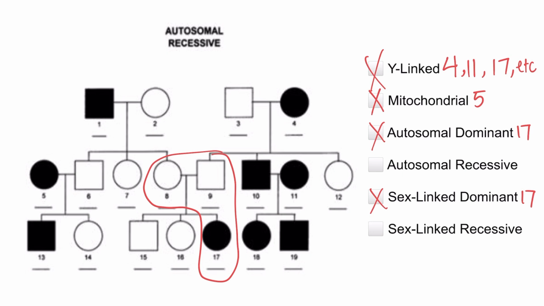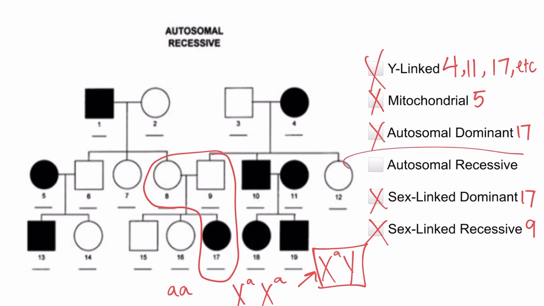Now, looking at individual number 17, we have a daughter that expresses a recessive trait. So if it's autosomal, it's going to look like this. If it's sex-linked, she would have to have 2 recessive copies of the X chromosome. One would come from the mom, which could be hidden, and the second would come from the dad. The dad only has one X chromosome. And because this individual, number 9, does not express the trait, then we can mark off that it's sex-linked, leaving us with it has to be autosomal recessive.